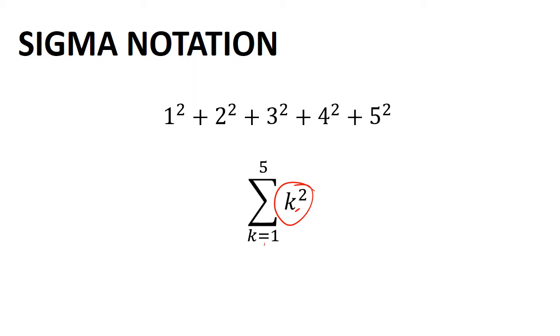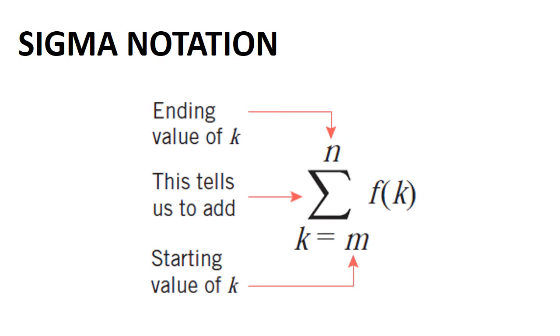So kapag binasa po natin ito, ang ibig sabihin nito is the summation of k squared from k equals 1 to 5, or the summation of k squared from k equals 1 to k equals 5, or 1 to 5. Yun. We can actually generalize k squared to any function. Sabihin na natin f of k, since yung function natin is a function of the index, right?